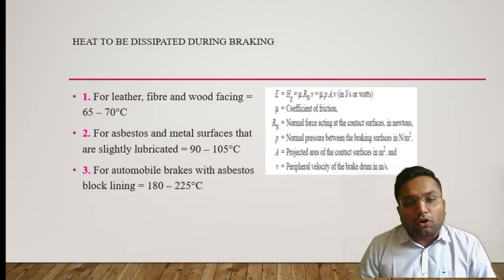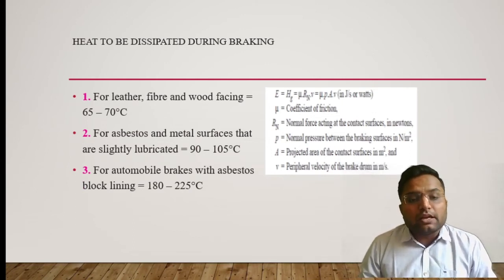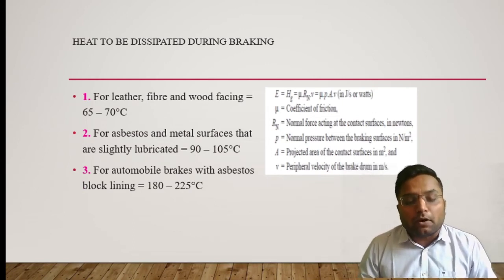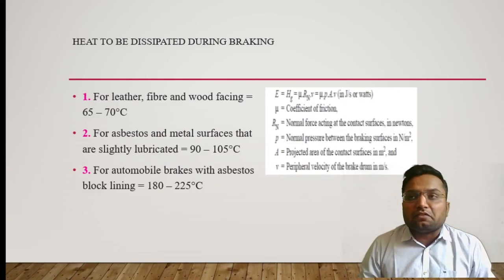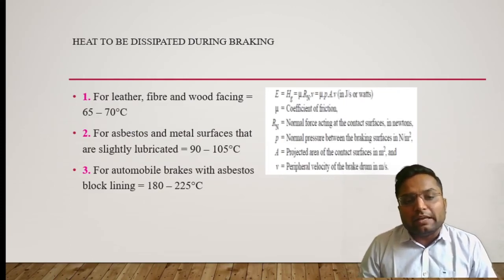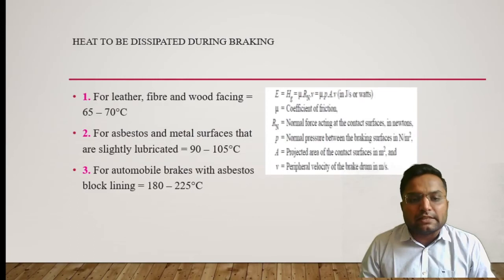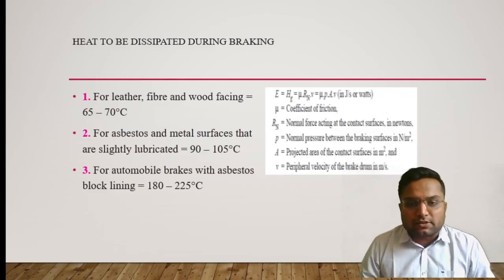Then, for automobile brakes with asbestos block lining, where we have used blocks of asbestos, it can take a higher maximum temperature, and they allow us to work in any condition. But the limit for that is 180 to 225 degrees. So ultimately, we can work with this asbestos material up to 180 to 225 degrees Celsius, and they are more feasible compared to any other braking system.